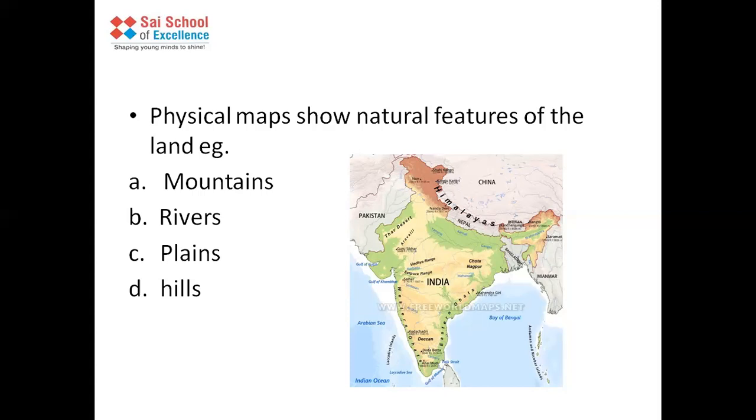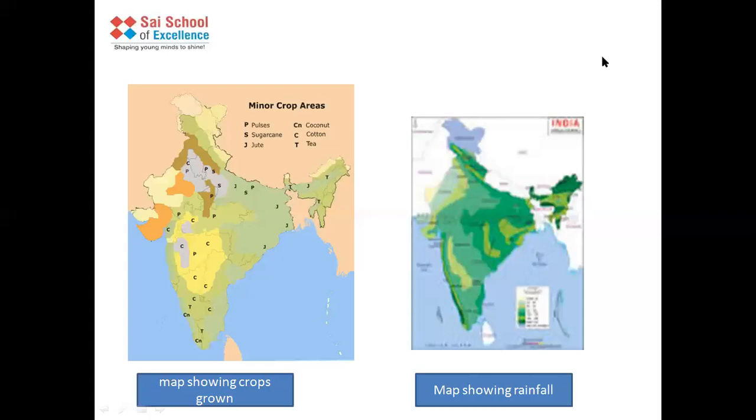Maps showing natural features of the land, such as mountains, rivers, plains, hills, are known as physical maps. Maps showing crops grown or minerals found in various places, as well as rainfall in different areas. Now, this atlas also has maps showing roads, railway, and airline routes.